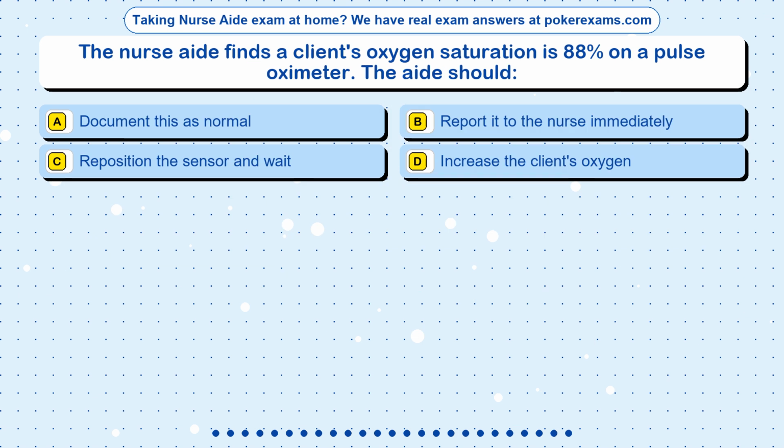Question 14. The nurse aide finds a client's oxygen saturation is 88% on a pulse oximeter. The aide should: Option A. Document this as normal. Option B. Report it to the nurse immediately. Option C. Reposition the sensor and wait. Option D. Increase the client's oxygen.